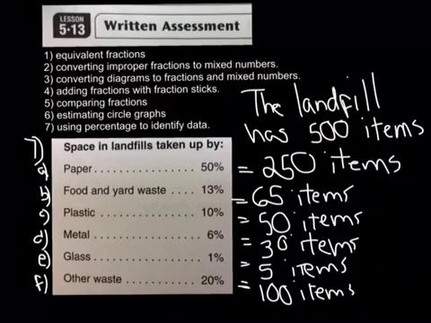If you were to add up all of these numbers, you would actually get your total 100%, which is 500 items. So 250 items. Notice I multiplied each one by 5. 20 times 5 is 100 items. 1 times 5 is 5. 6 times 5 is 30. 10 times 5 is 50. 13 times 5 is 65. And there you have it. This is how we take percentages and figure out what the actual number of items is.